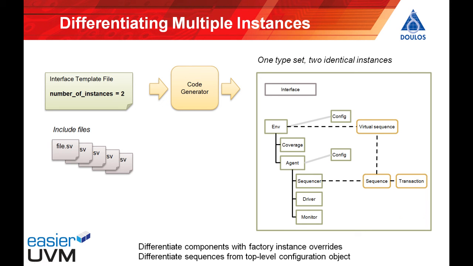If we want to have multiple instances of the same interface or the same agent, then you've got a couple of choices. If you want multiple instances of the same agent and you want those instances to be symmetrical, if you want them all to look and behave the same, then you can use the number of instances setting within the interface template file. So here we have an interface template file with number of instances equals 2. When we run the code generator, we'll get one typeset.